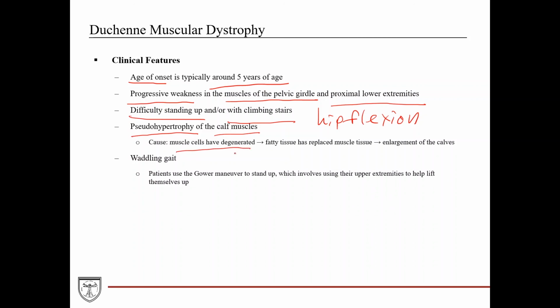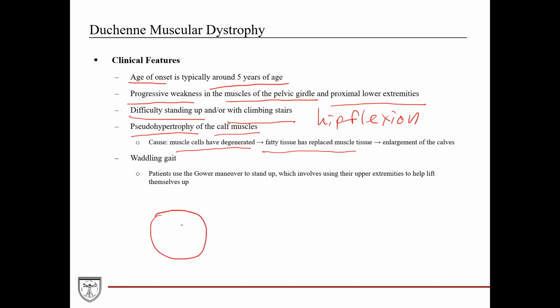So the actual volume of the calf muscles is larger, but it's not because you're increasing the muscle cells. In fact, quite the opposite. You have degeneration of muscle cells. What happens is fatty tissue has replaced this muscle tissue. So let's come down here and draw a simple diagram to illustrate this.